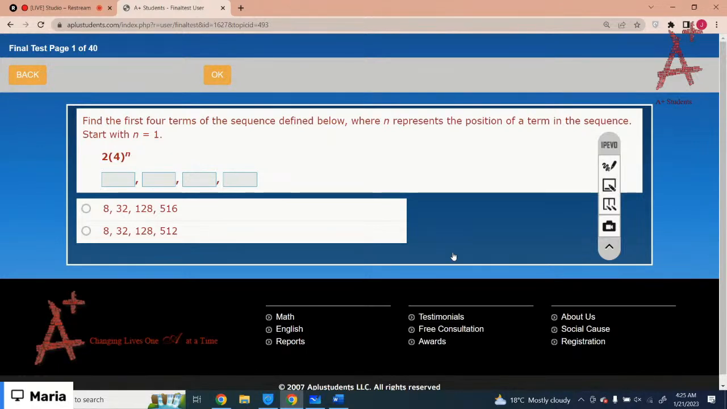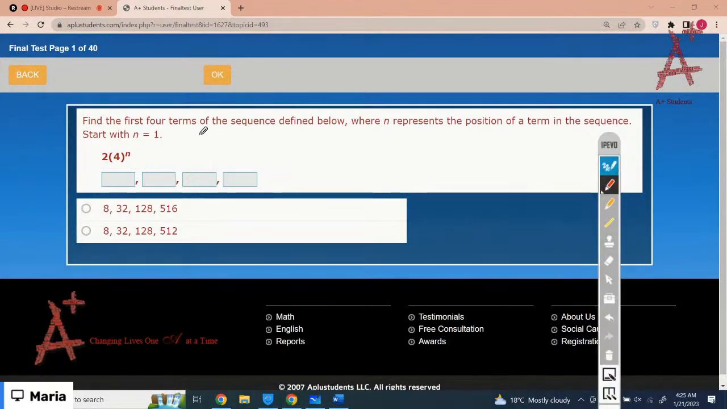So you have to find the first 4 terms. You're given n equals 1, so just replace the n with the value. It would be 2 times 4 exponent 1. 4 exponent 1 is 4, so 2 times 4 is 8. When n equals 2, just replace the n with 2. It would be 2 times 4 square. 4 square is 16, and 16 times 2 is 32. So that means the second one is 32.